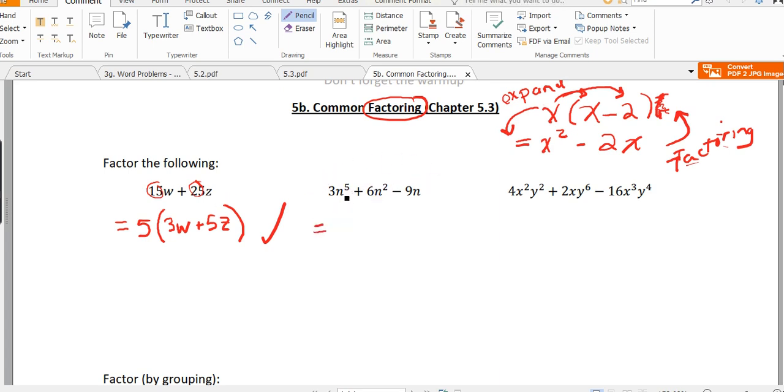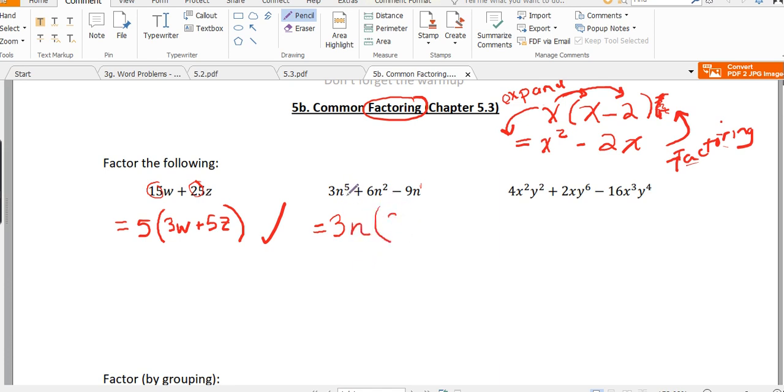let's look at the second one. 3, 6, and 9. What's the biggest number I can factor out of all three of those? A 3. Now let's look at the variables. 5 n's there, n times n times n times n times n. 2 n's there, and a single n there. So what is the most amount of n's I can divide out of each one? And the hint here is, look for the lowest one. Well, obviously I can take 5 n's out, but then could I take 5 n's out of 2 of them? No. So I could take 2 n's out, but can I take 2 n's out of the 1? No. So the most amount of n's I can take out from each term is a single one.